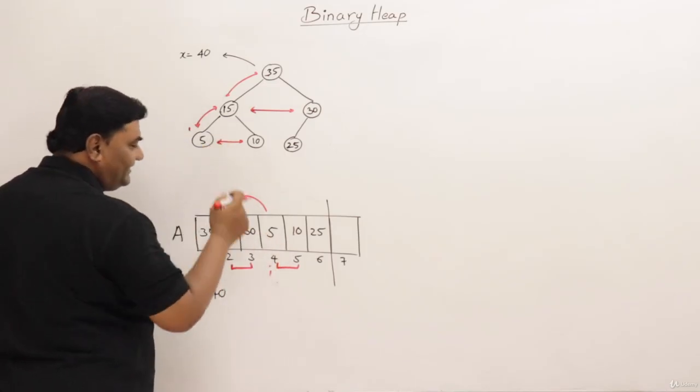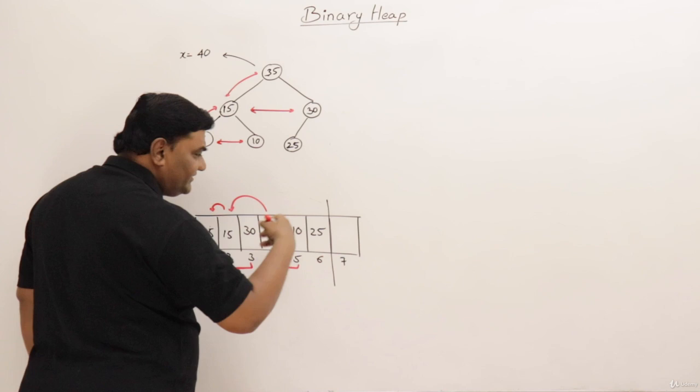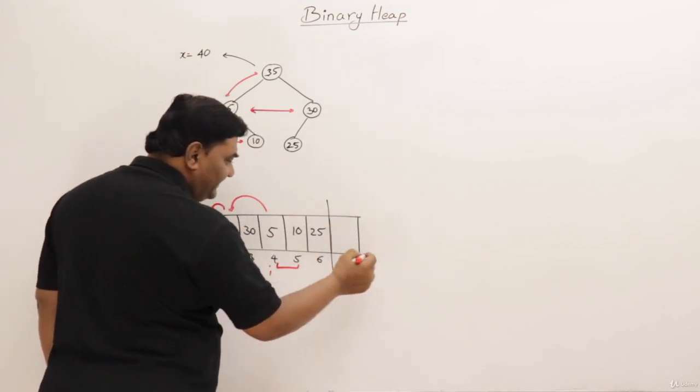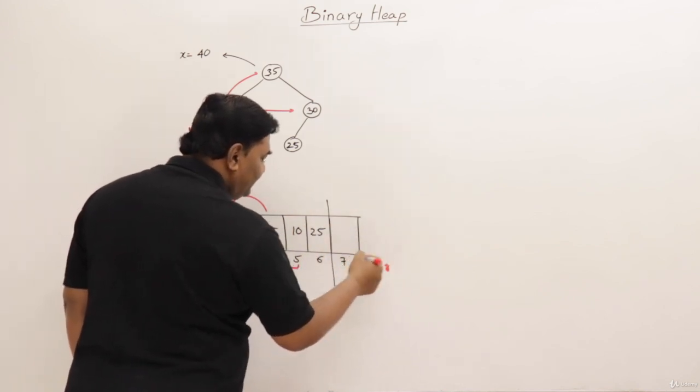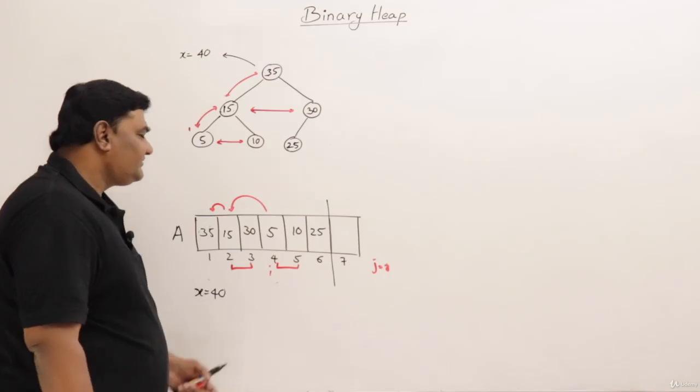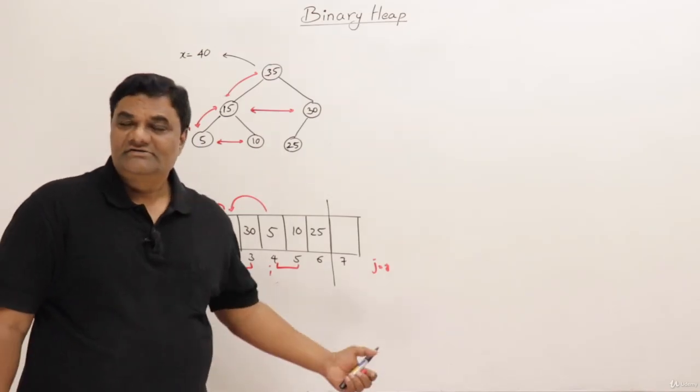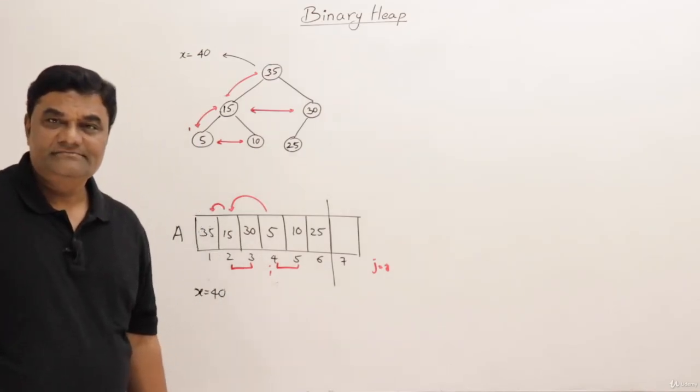We have adjusted 5, right? Now where is the left child of this one? That is 2 into 4, which is 8. So 8 is outside the heap locations. So that's all. Stop. So this is how deletion works.